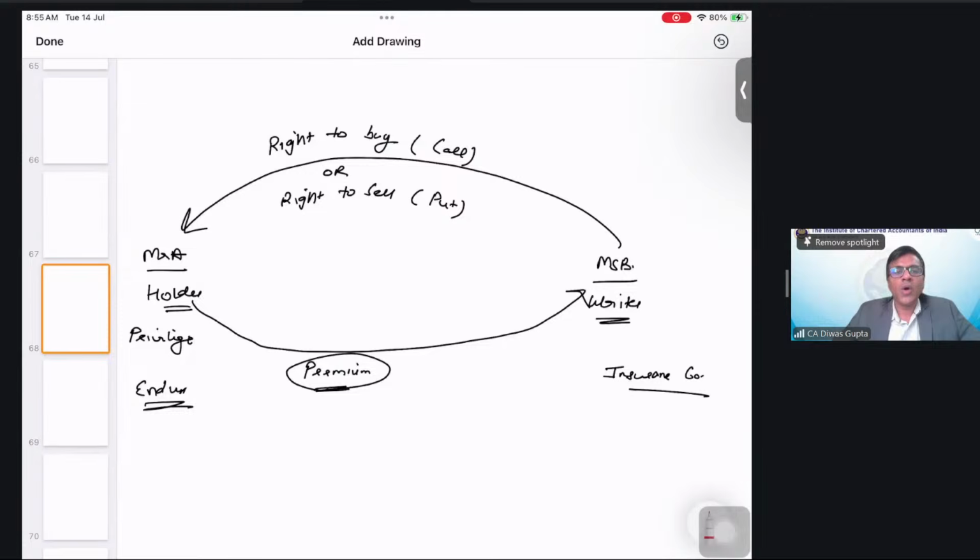Now, Mr. A is the holder, and Miss B is the writer. So this is how they are correlated. Mr. A will pay a premium to Miss B for purchasing a right, and Miss B will sell a right either to buy, which is a call option, or to sell, which is a put option. Mr. A will enter into a privileged situation by paying a premium. Mr. A's loss will not be there, and Miss B will act as an insurance company, wherein, in case there is a loss to the holder, the loss will be made good by the writer. Clear?